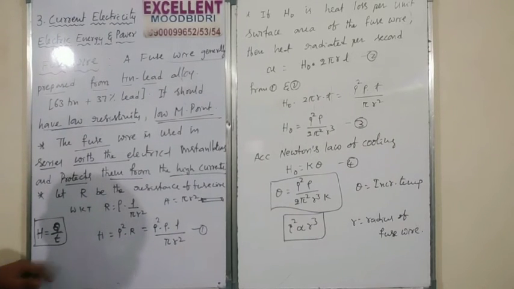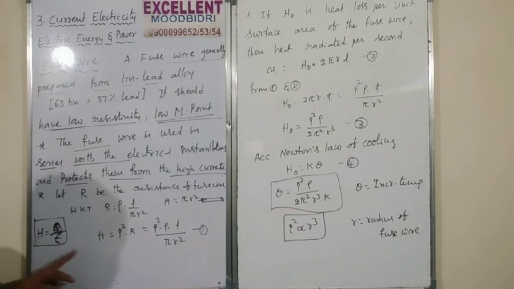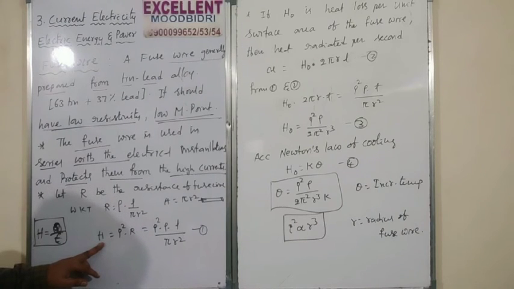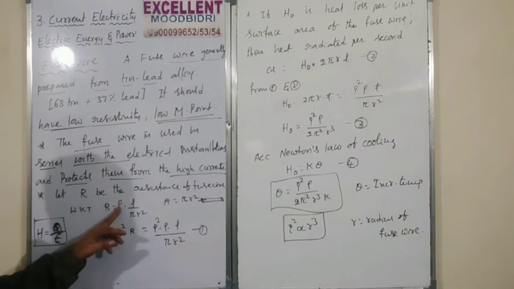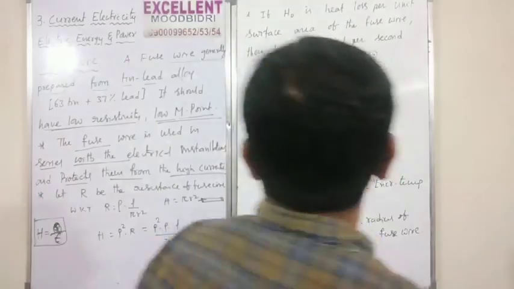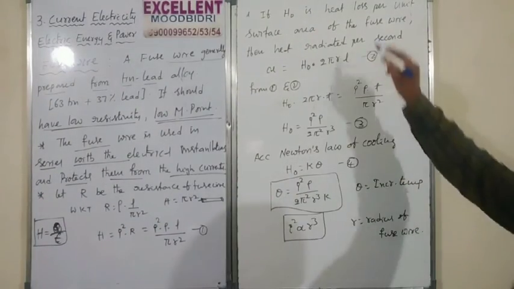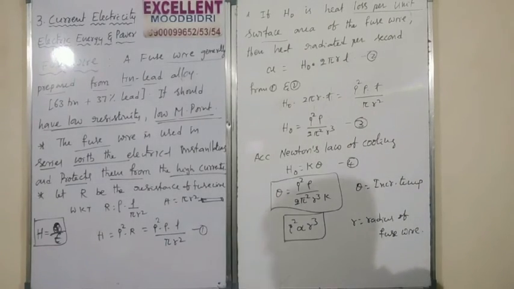Here H is nothing but Q by t, energy by time. H is equal to power here, not a heat energy. Okay, so power, energy per time, is I square into R. So energy per time is equal to I square into R. So I square only, R is equal to rho into L by pi into r square. This is equation number 1. Similarly, if H naught is the heat loss per unit surface, heat loss per unit surface.